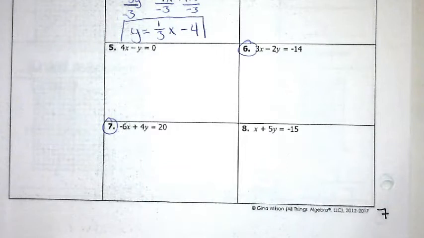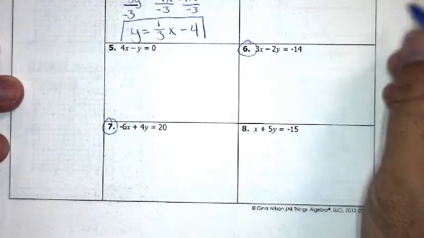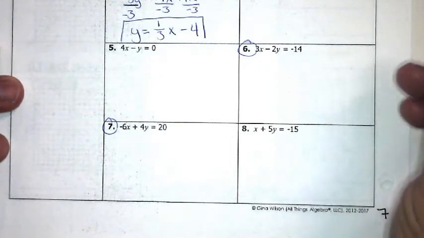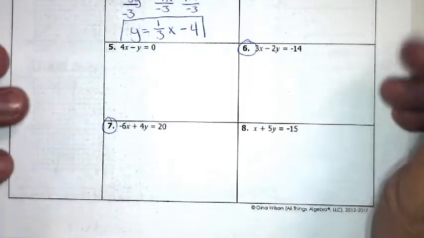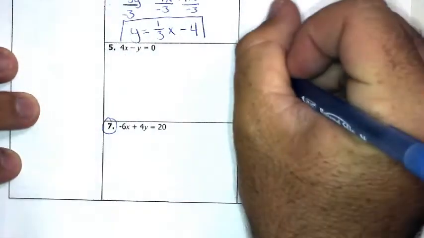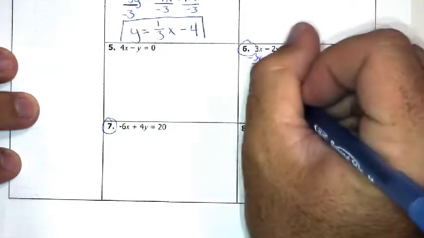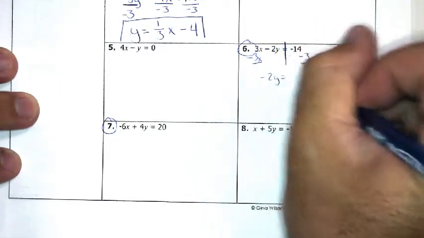All right, who wants to walk me through solving 6? Just walk me through it. Xavier, can you just walk me through the steps to solve 6? Subtract 3x from both sides. We're not talking while I'm talking. Awesome. Okay.